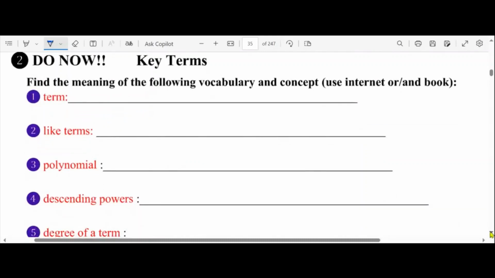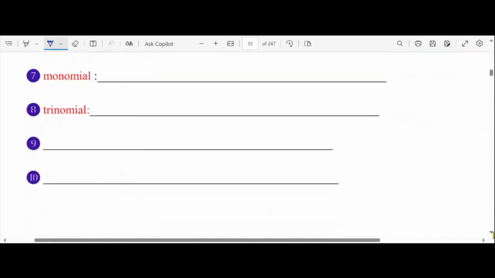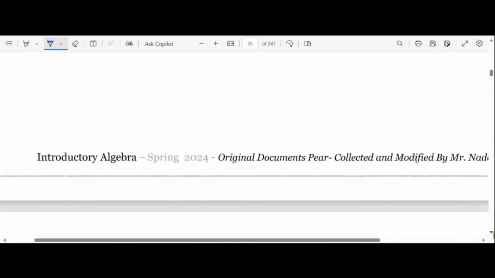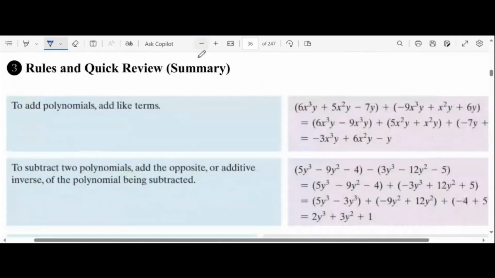Those are the key terms. So please find the meaning of the following vocabulary and concepts. Use the internet and the book. You have to put it in Arabic and English, okay? And then after this, we have the summary. Let's take a look at the summary.